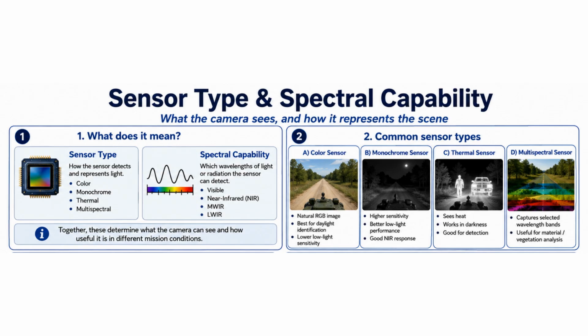For UGV applications, choosing the correct sensor type depends on the mission: daylight navigation, low-light operation, thermal detection, or material and vegetation analysis.